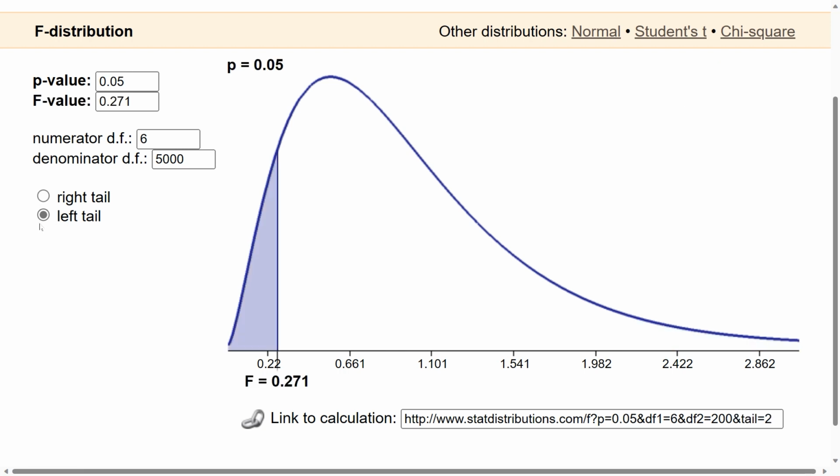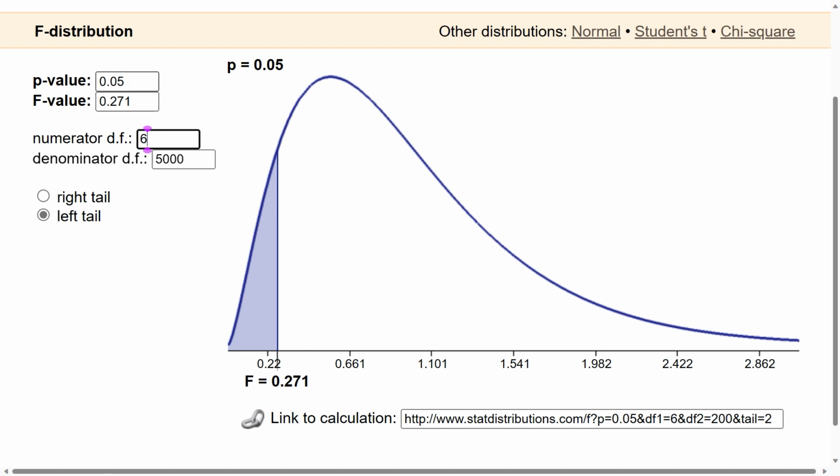And if I change to the left tail, my F critical value has become 0.27 for the same df between and df within. If my observed F statistic falls at 1.101, again it's not falling in the rejection region, so I fail to reject the null hypothesis. So that's how it works.